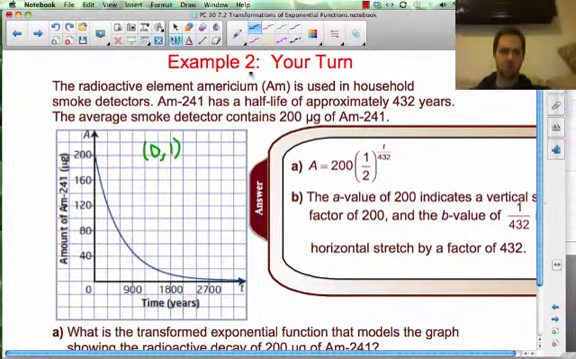Anyway, so check our answers here. 200 times 1/2 to the t over 432. Yep, that's what we ended up with. And you can see we described a vertical stretch by 200, and a horizontal stretch by a factor of 1 over b. So the b value is 1 over 432. 1 divided by that would be 432. So it's a horizontal stretch of 432, where instead of coming down very steeply like this, we have stretched this thing out this way to make it come down a lot more slowly.